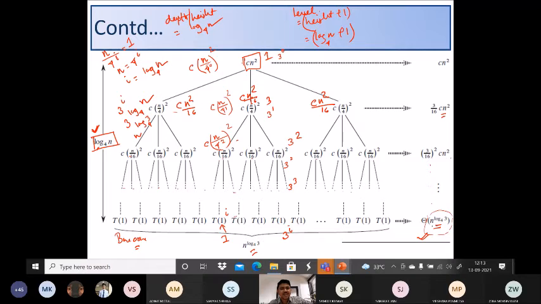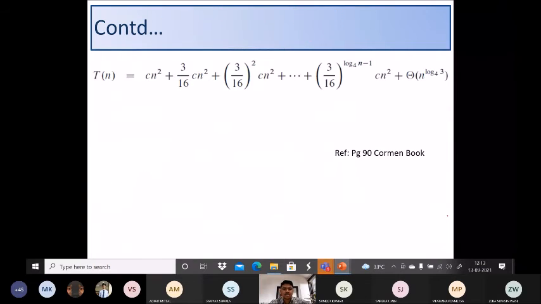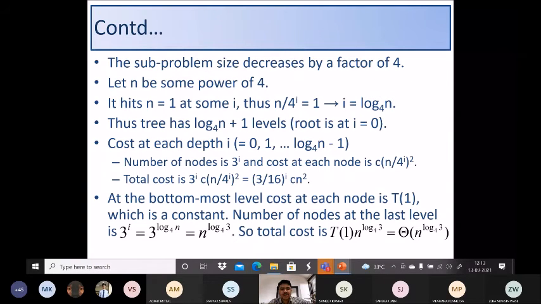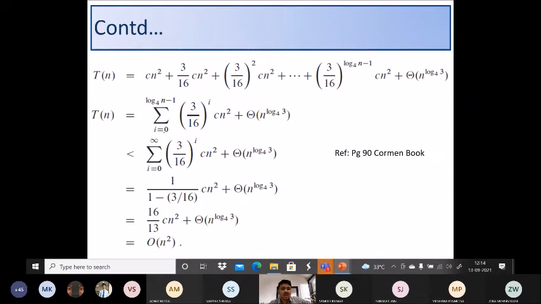So what will be my final thing? It plus this plus this, up to this. So find out the total cost. What I have told you is written here: the cost of each depth. I have already told you this. Now find out the total cost. So cn squared plus 3 by 16 cn squared plus (3 by 16) squared cn squared plus dot dot dot plus (3 by 16) to the power log 4 n minus 1, cn squared.